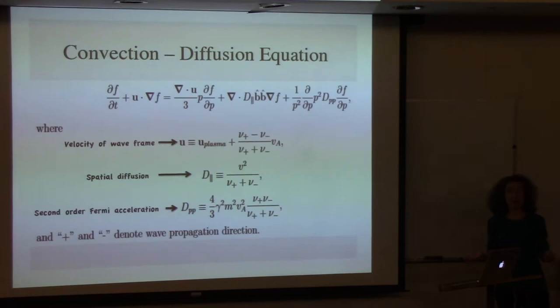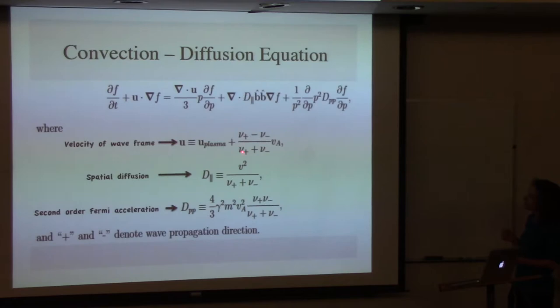And it's a composite of the blast velocity and the Alfvén speed with a weighting coefficient that basically depends on how many Alfvén waves are going to the right, that would be the nu plus, and how many Alfvén waves are going to the left, that would be the nu minus. So if you have just as many waves going in one direction as the other, then the wave frame has zero velocity, and the only velocity you have to worry about is the plasma velocity.